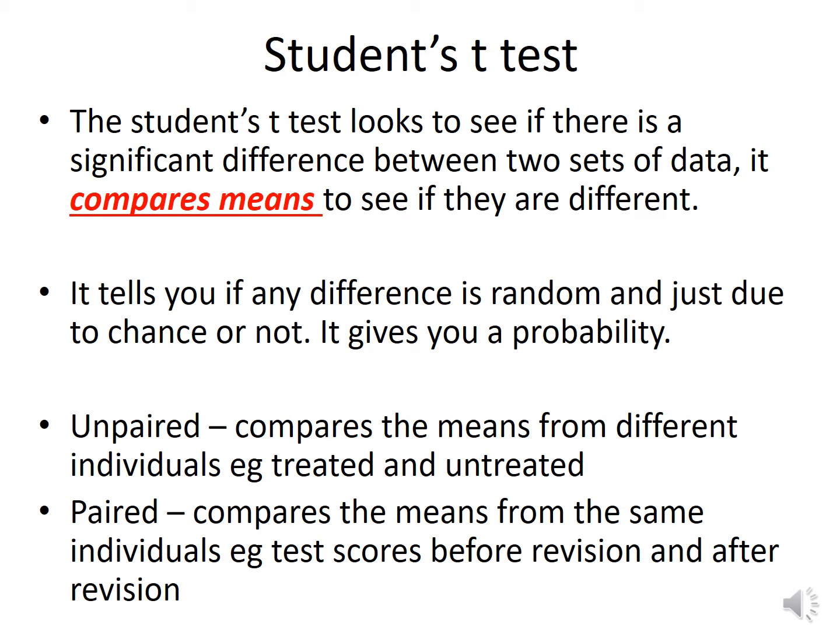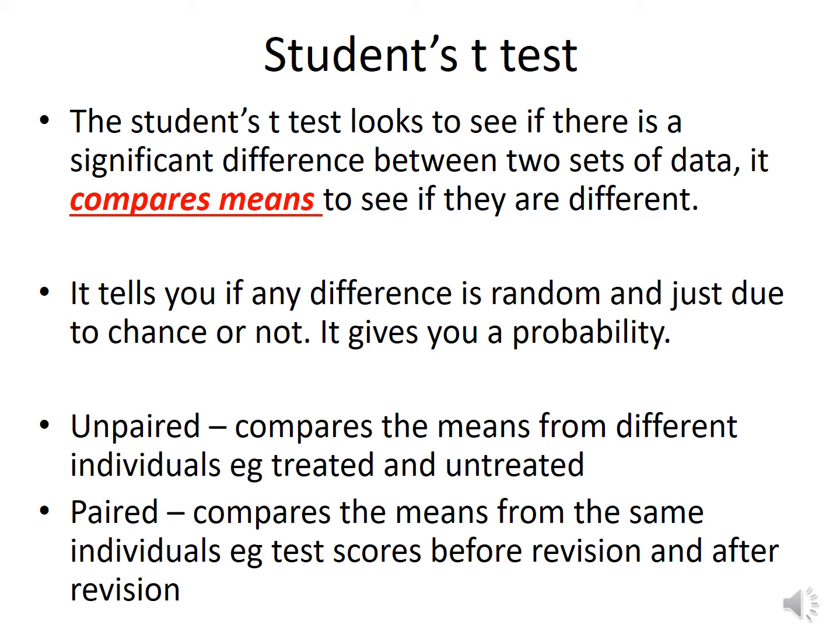Now, there will always be a difference in biology. It's very random, it just is. So it's whether or not that difference is big enough. So we're going to have a look at unpaired and paired.